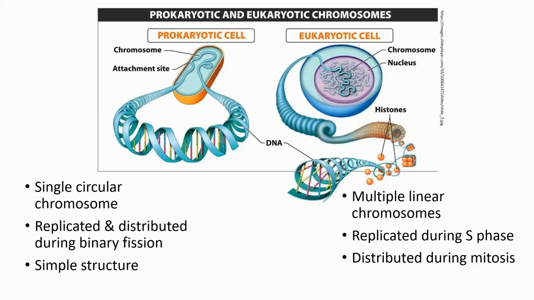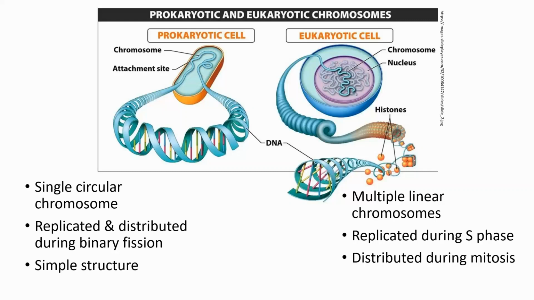Now that we have looked at cell division in prokaryotes, let's look at the differences in DNA between prokaryotes and eukaryotes. Prokaryotes have a single circular chromosome, usually around a few thousand base pairs, although they can get a little larger. And they're replicated and distributed during binary fission. They don't have a very complex structure, so they're relatively simple to replicate and then package into a new cell. Eukaryotic cells, on the other hand, have multiple linear chromosomes.